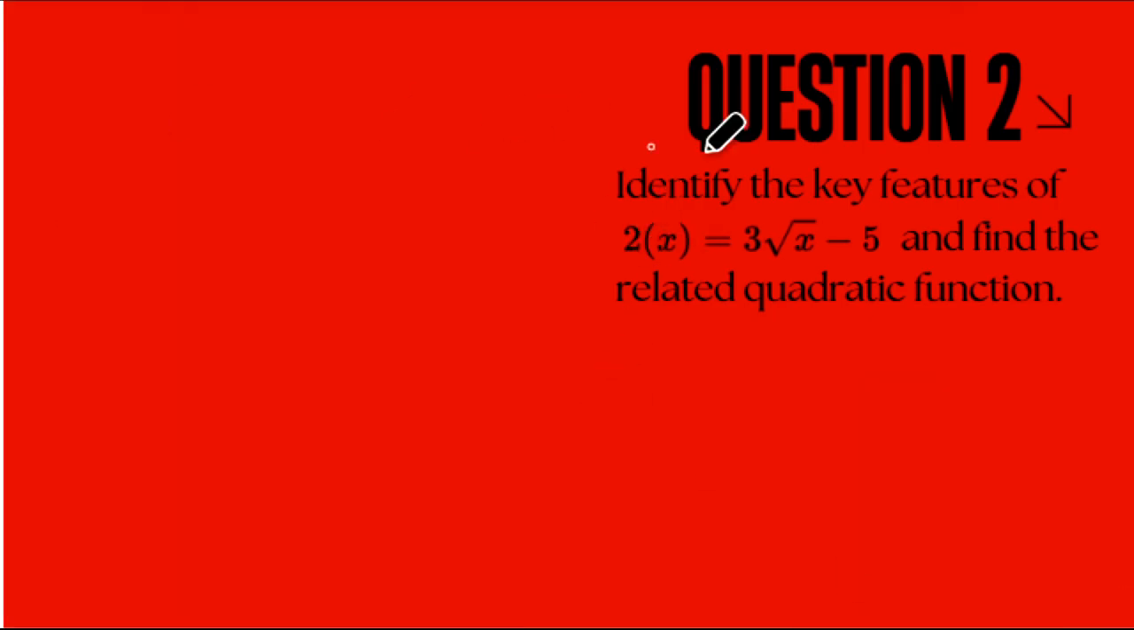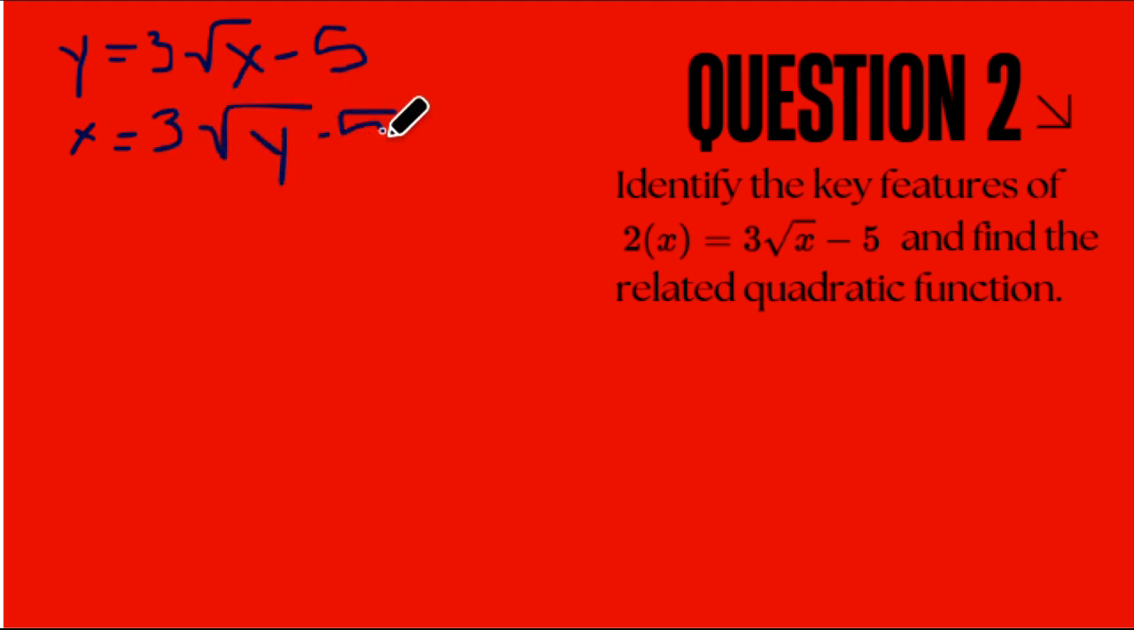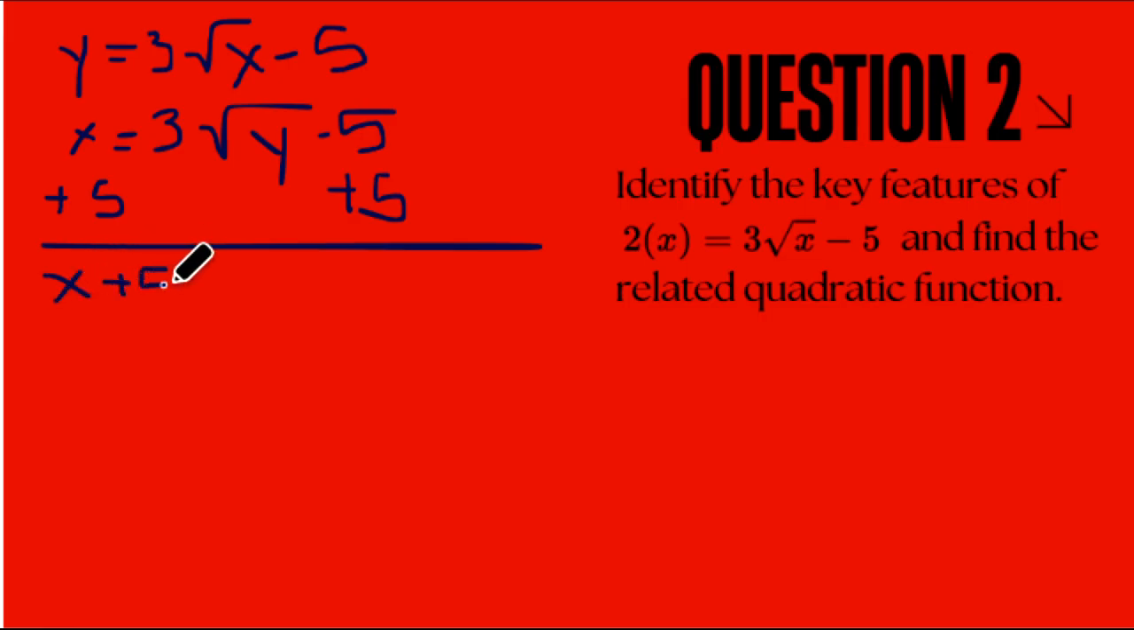This should be a double W, ignore that. So change it from a function to y equals 3 times the square root of x minus 5. Let's deal with the 5. Oh, no, we have to switch first. Watch me, watch me. X is 3 square root of y minus 5. Now we can get rid of the 5. Do the simplest thing first. Now we have x plus 5 is equal to 3 times the square root of y.